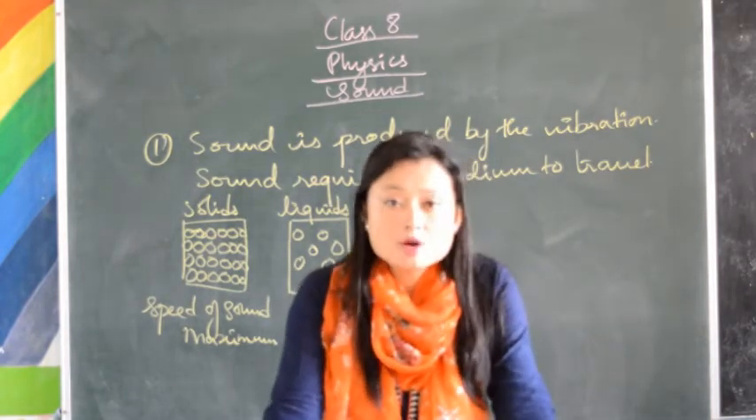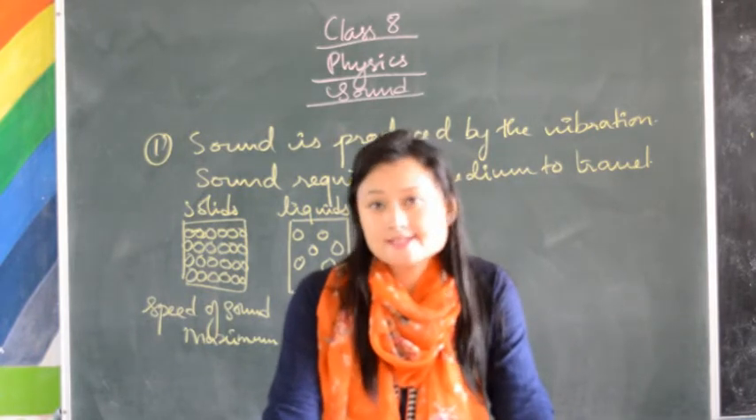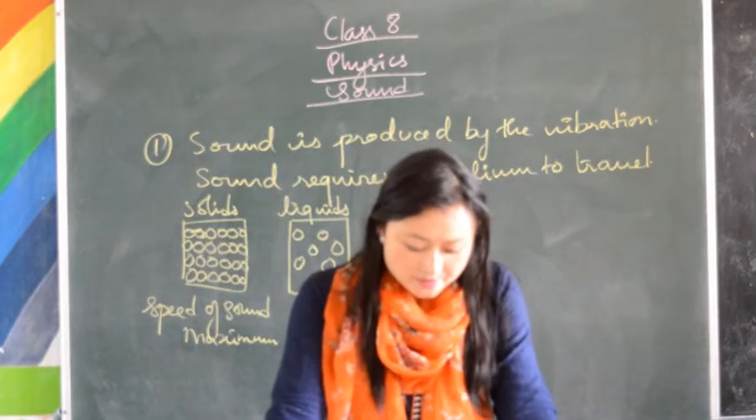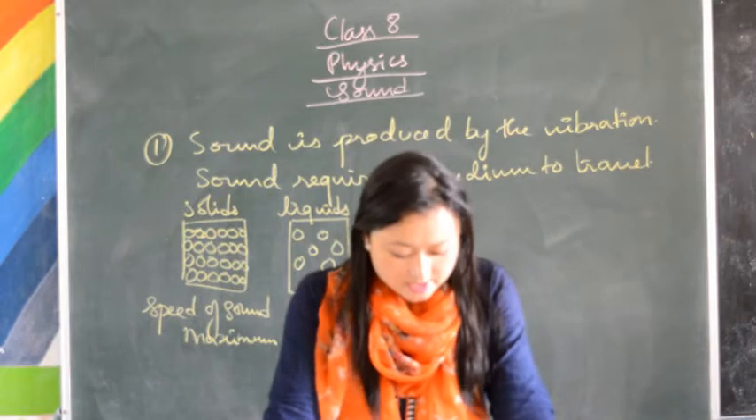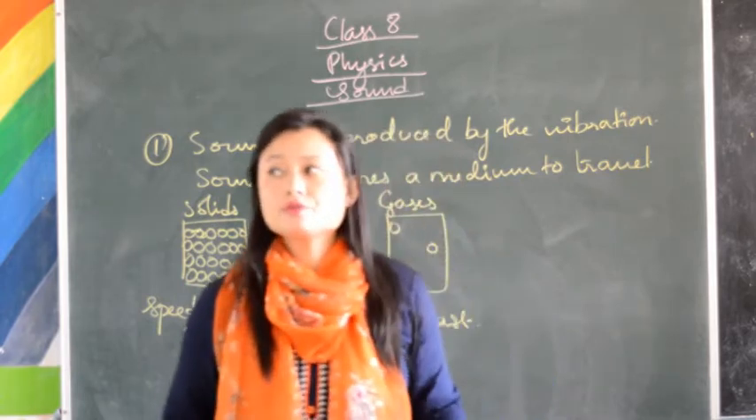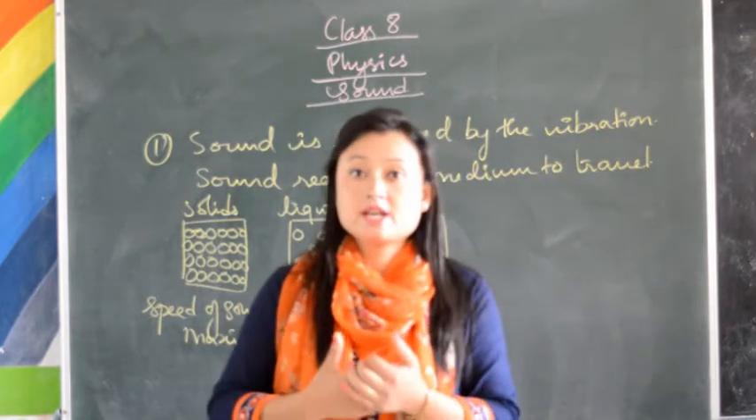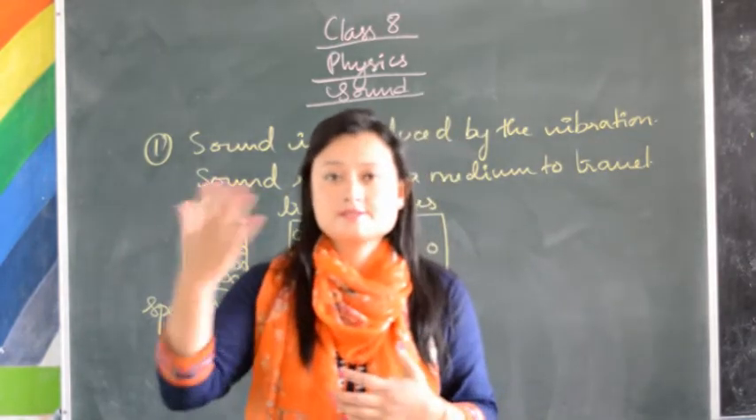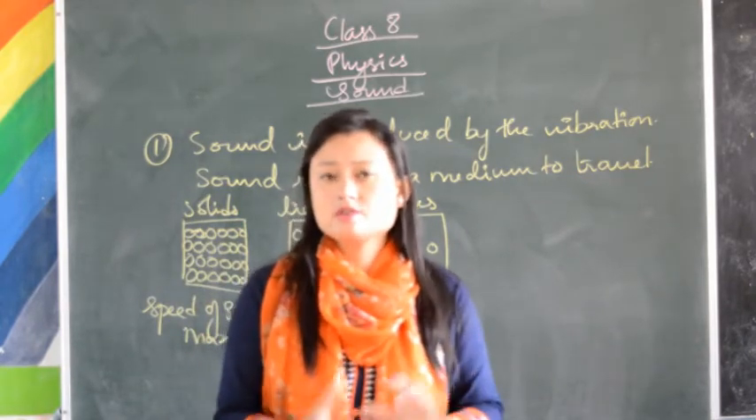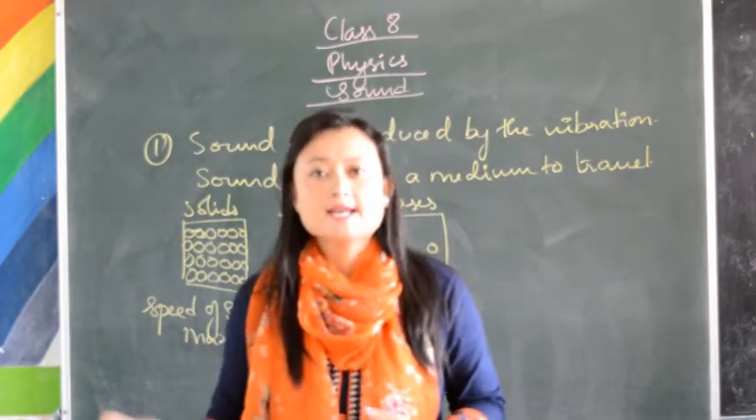So when our body vibrates, the particles of the medium also start vibrating. During vibration, the kinetic energy of the particle increases and changes into potential energy, and potential energy changes into kinetic energy. This is why sound is a form of energy, because there is a change of energy. When particles vibrate, they gain kinetic energy. They start vibrating faster, isn't it? And when they vibrate faster, it means kinetic energy is a form of energy, and that is why sound energy is also a form of energy.